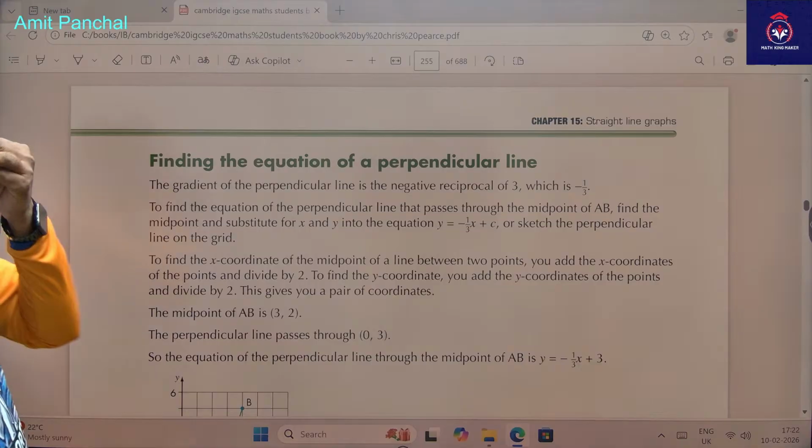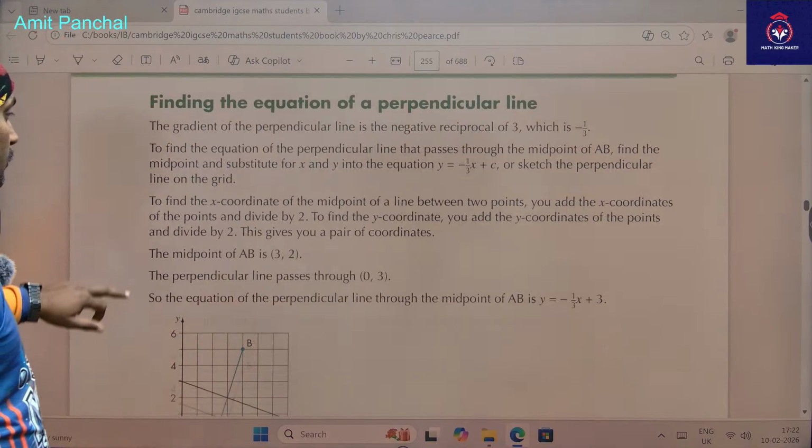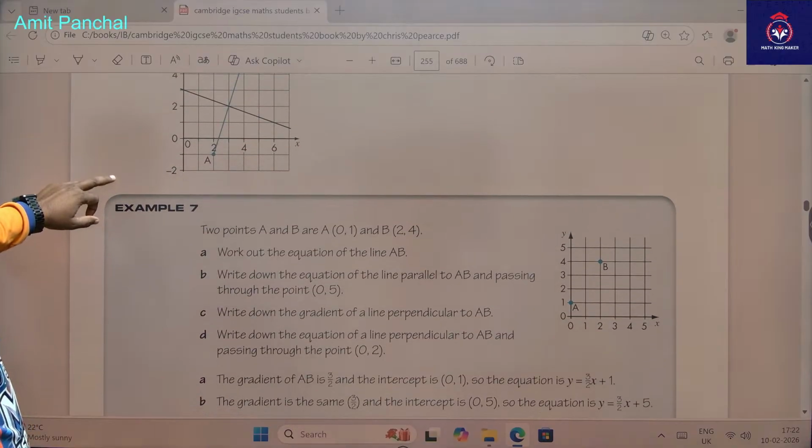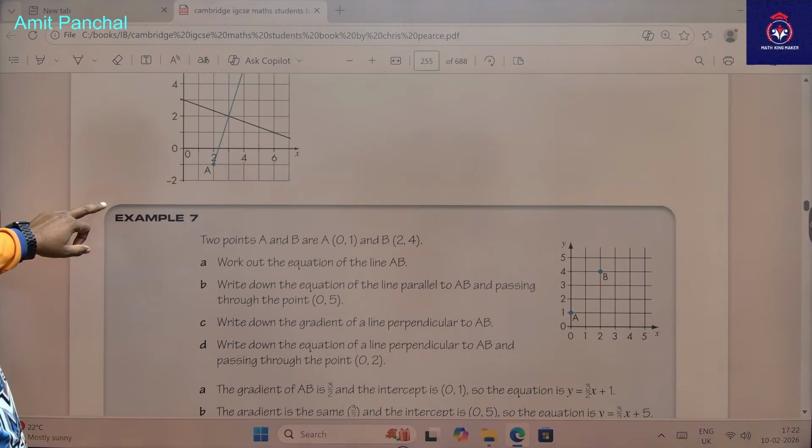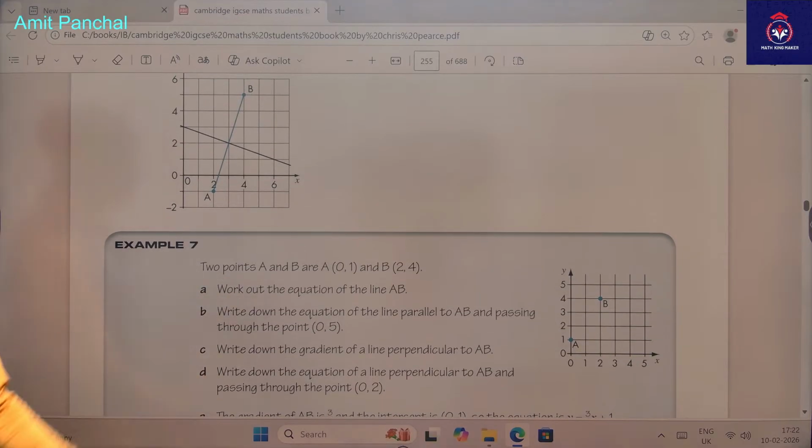Finding the equation. Okay, now just try to do this question. It's a very good and important question. Okay, 2.3, 2.4. So which one? For this question, entire. Yes, sir. The equation is 4 minus 3.